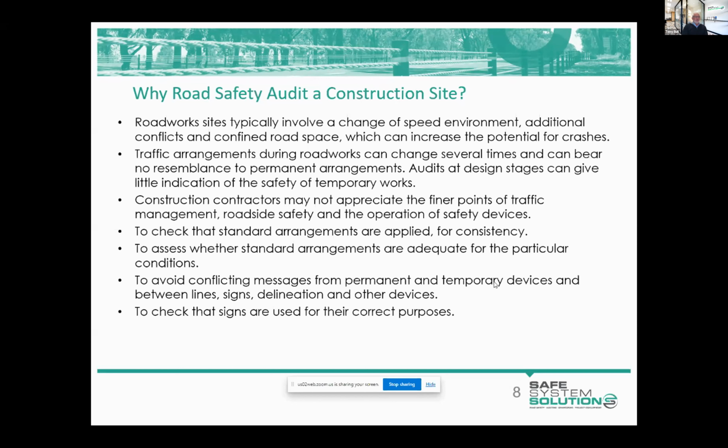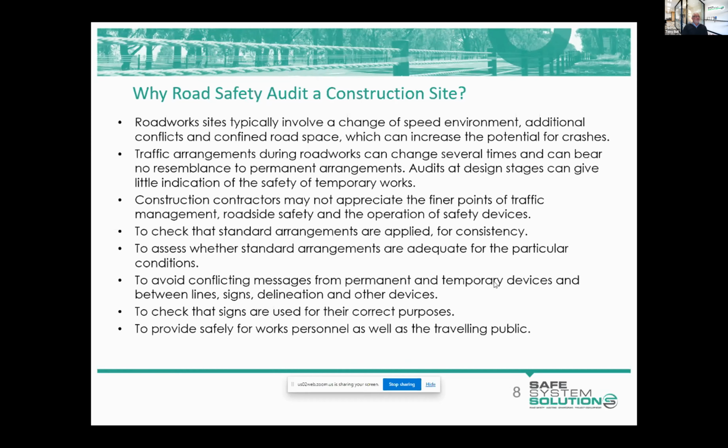And to check that signs are used for their correct purpose. Unfortunately, I see far too often the prepare to stop being used with roadwork ahead. The prepare to stop must be used with either portable traffic signal signing or the traffic controller sign. That's the reason for the prepare to stop, and it should be used in conjunction with, as I said, the traffic controller symbolic sign or the portable traffic signal or the signal signing.